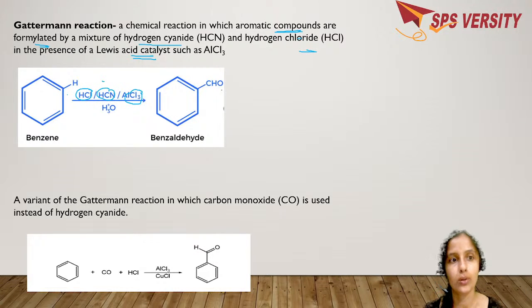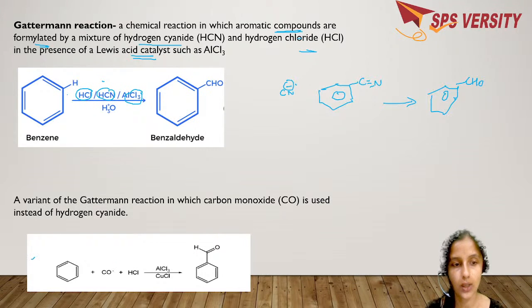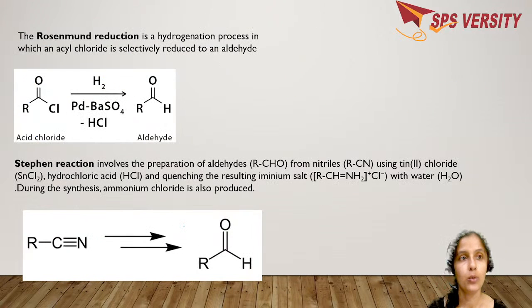Okay, so what you are going to do here, aluminum chloride, you get CN minus, that gets substituted to the ring, as CN minus, then you are going to hydrolyze it so that you are going to get a benzaldehyde. And you give some modification over here where you are introducing carbon monoxide instead of hydrogen cyanide, resulting in the formation of the same compound, which is called the Gattermann-Koch aldehyde synthesis. We'll move on to the next named reaction, the Rosenmund reduction.